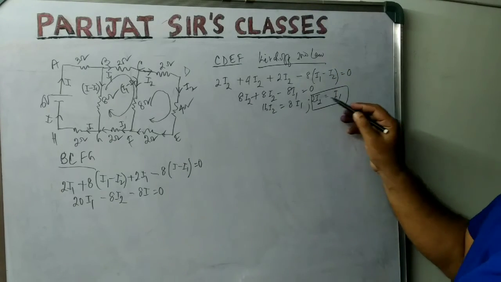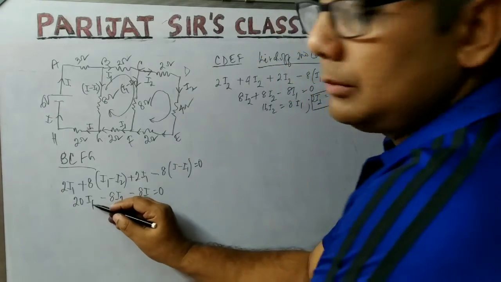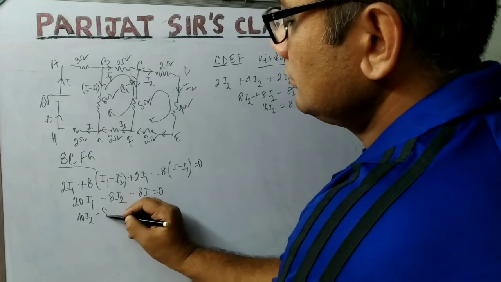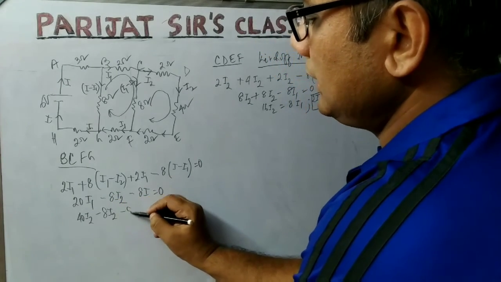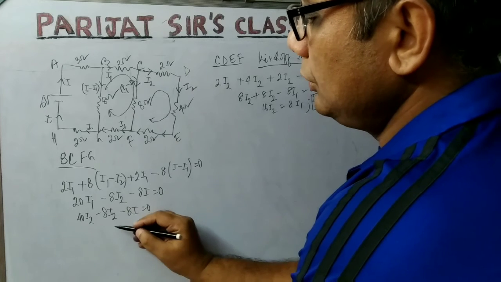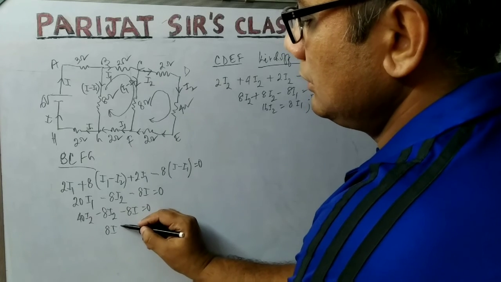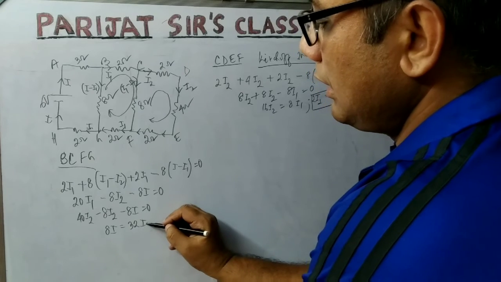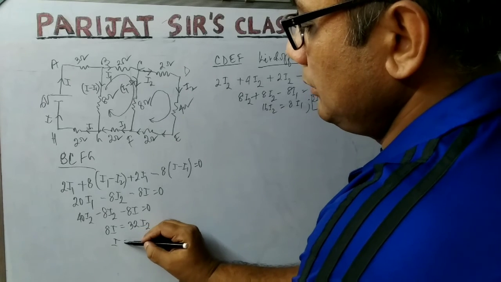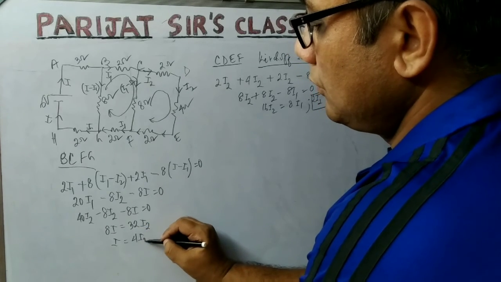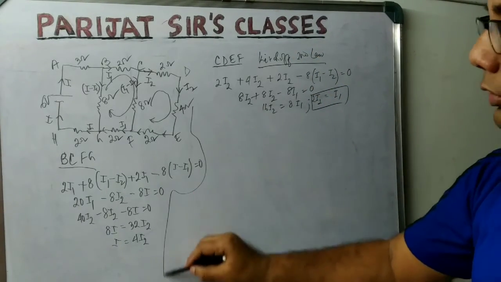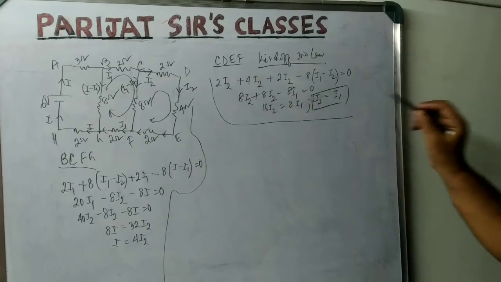So we know that I1 is 2I2. That means it becomes 40I2 minus 8I2 minus 8I equal to 0. So 8I should be equal to 32I2. So I will be equal to 4I2. This is what we got.